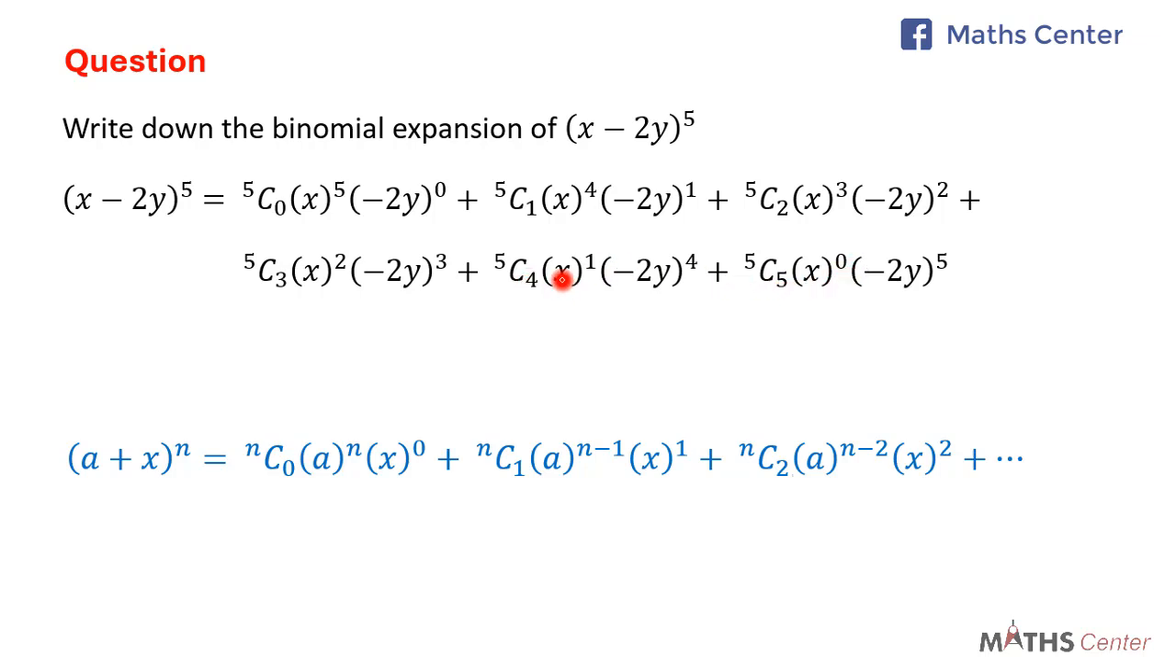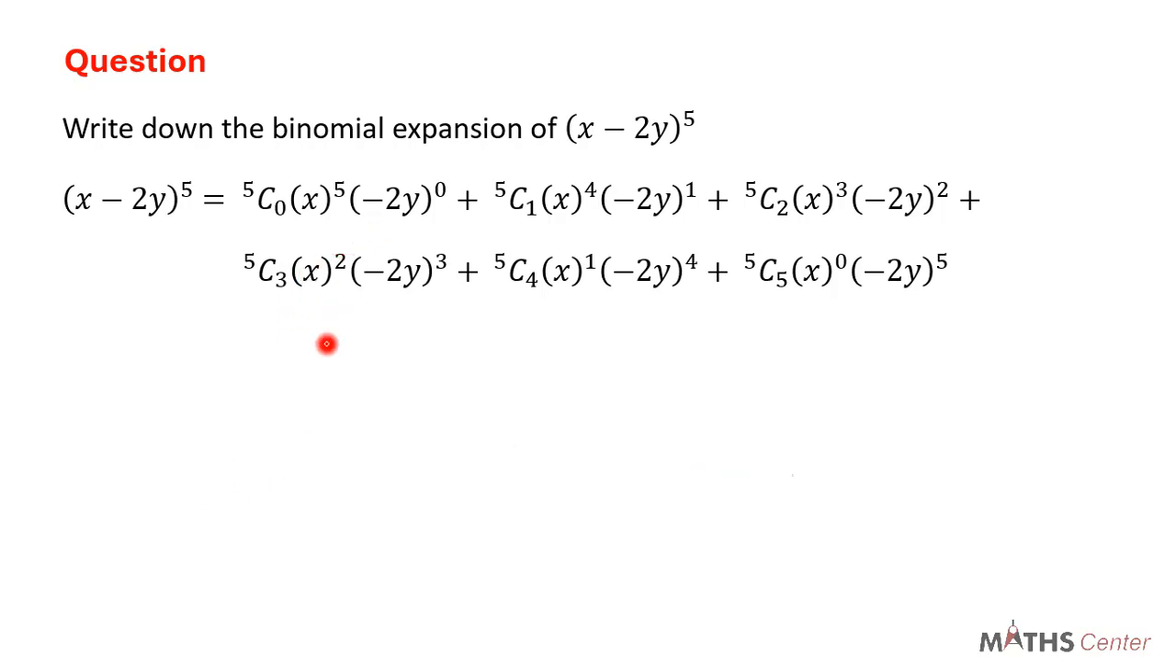The exponent on x will reduce by 1. So 1 minus 1 is 0, and so we have x exponent 0. Then the exponent on negative 2y will increase by 1. 4 plus 1 is 5, so we have negative 2y exponent 5. So you see, if you get used to the pattern, you don't necessarily have to memorize the binomial theorem.